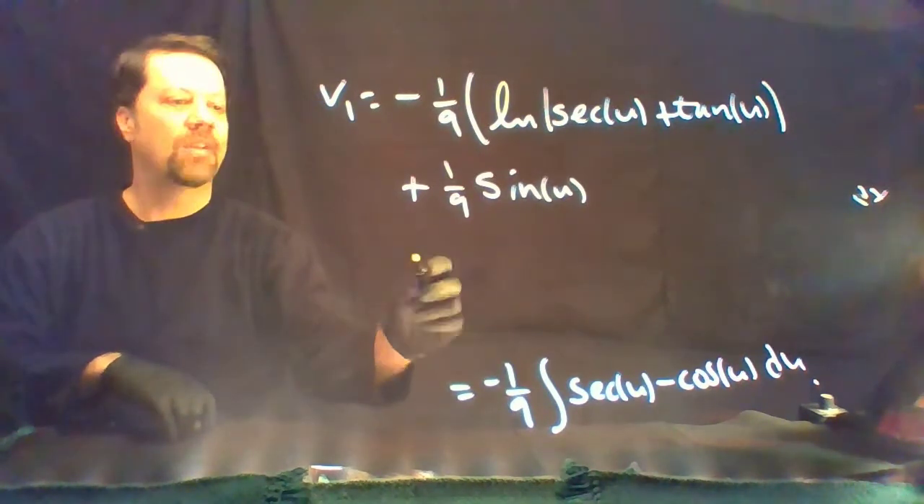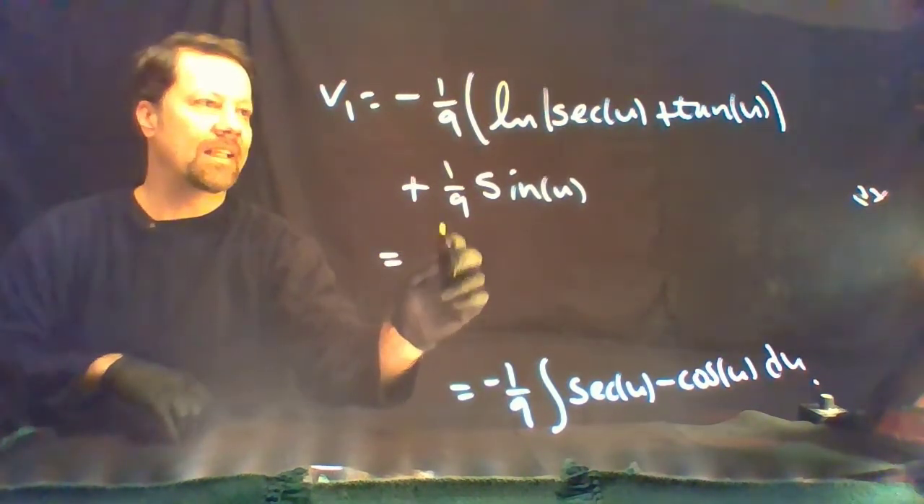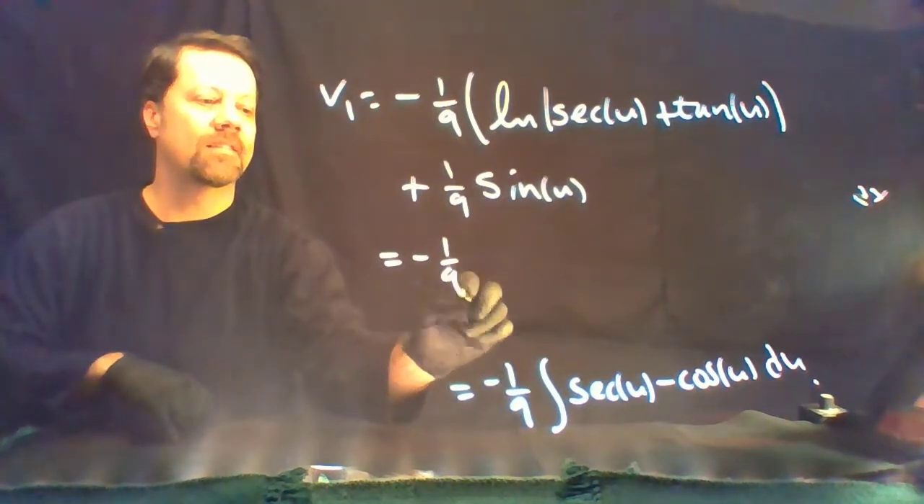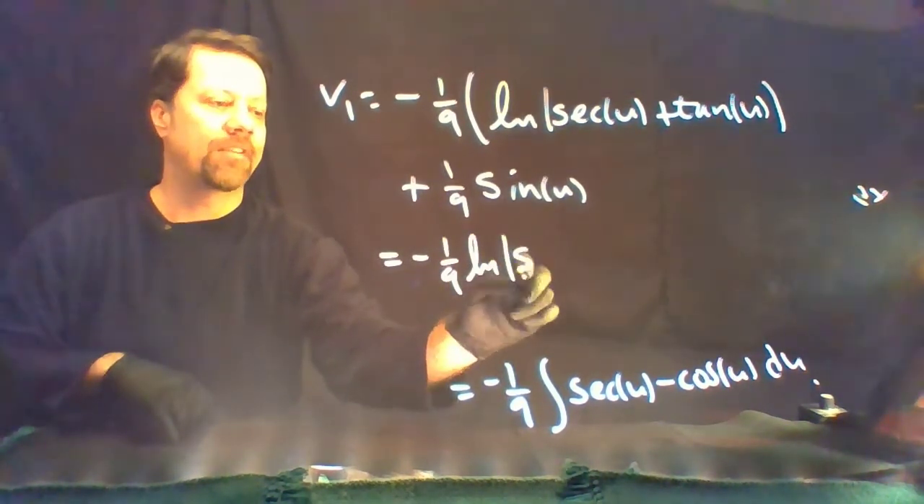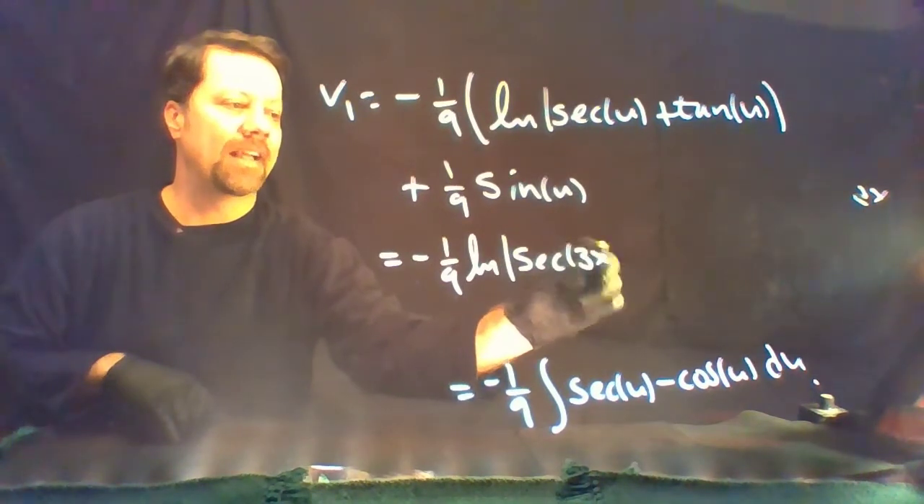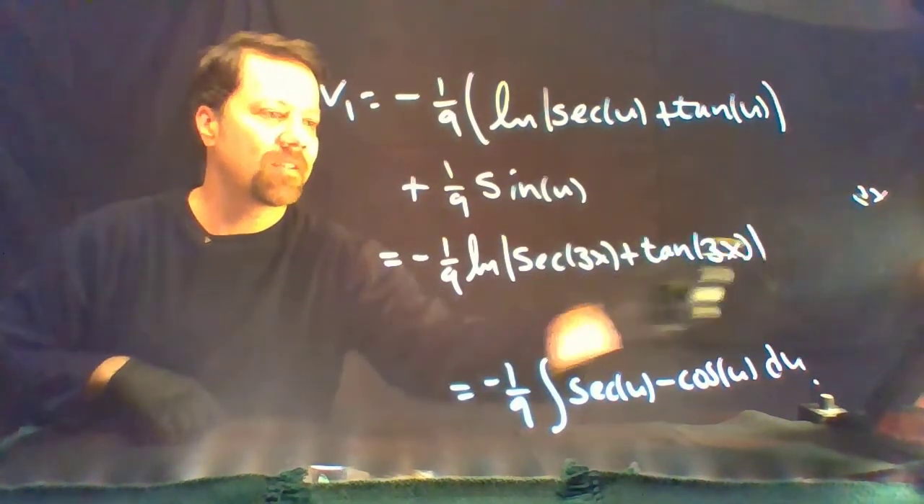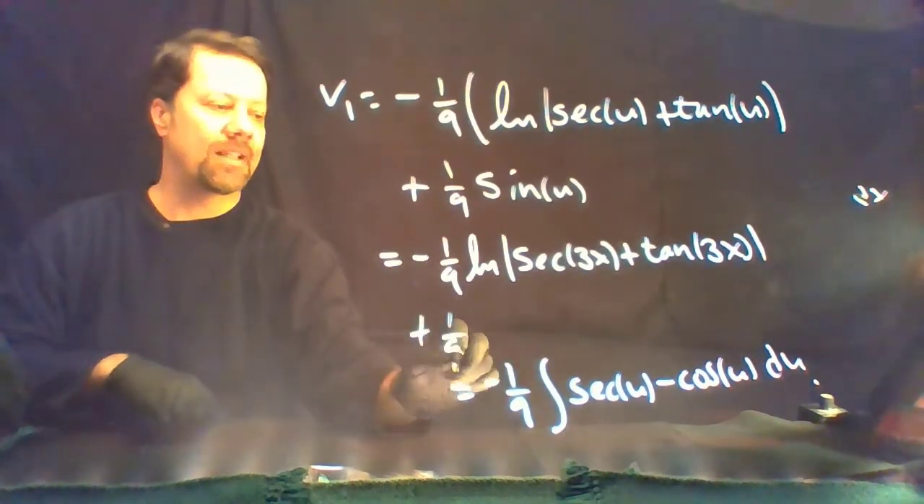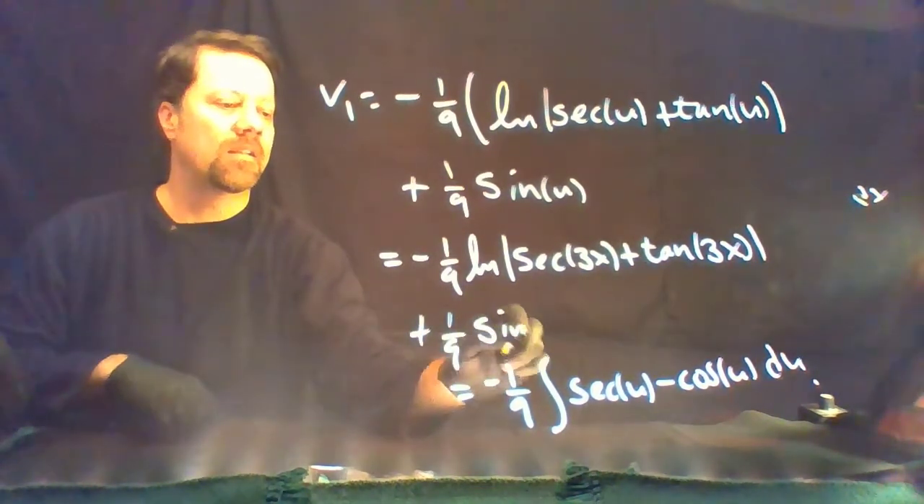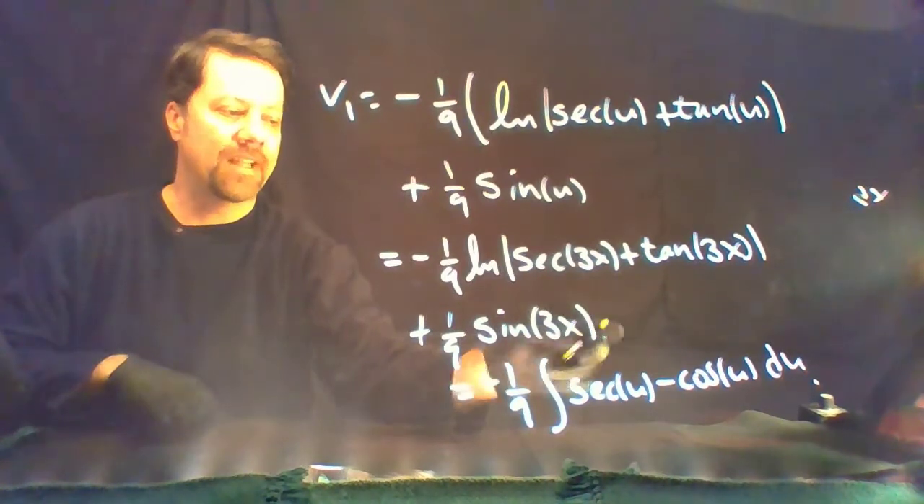Substituting u equals 3x, we get minus 1/9 log of the absolute value of secant of 3x plus tangent of 3x, plus 1/9 sine of 3x.